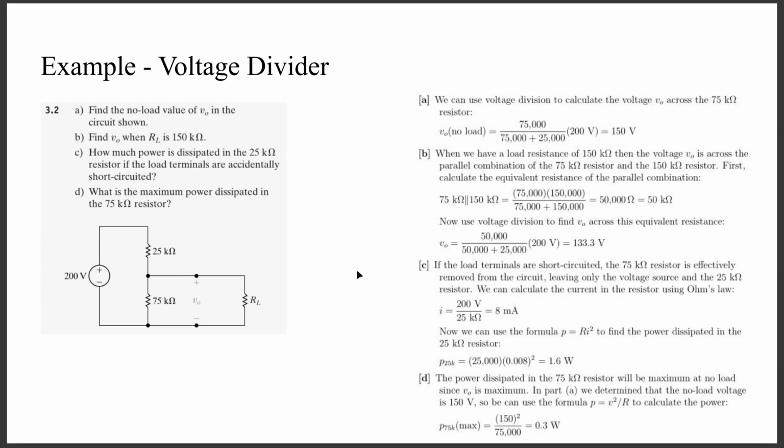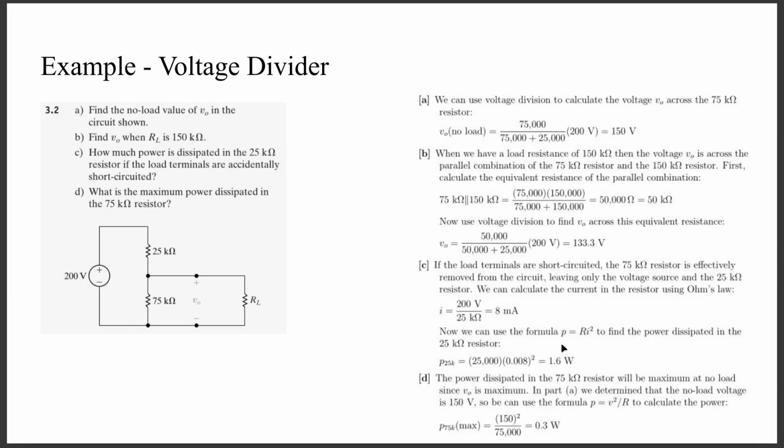If the load terminals are short circuited, the 75 kilo ohm resistor is effectively removed from the circuit, leaving only the voltage source and the 25 kilo ohm resistor. We can calculate the current using Ohm's law. So 200 over 25 kilo ohms gives us 8 milliamps.